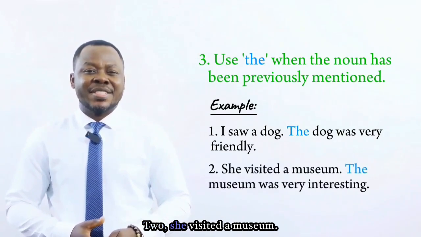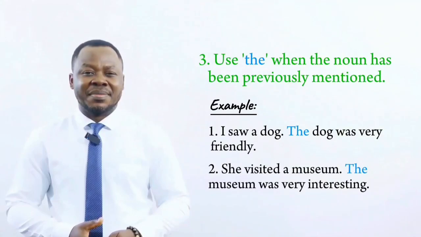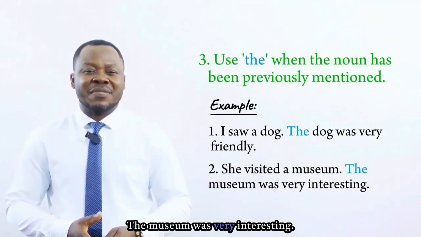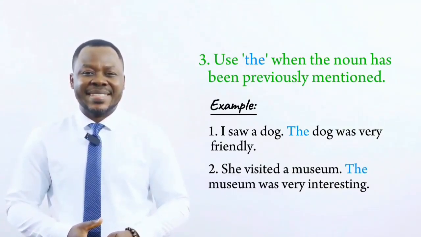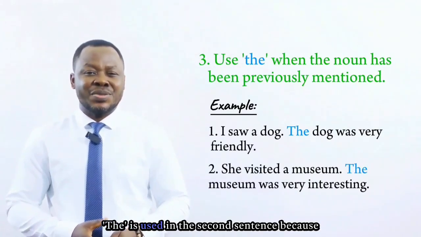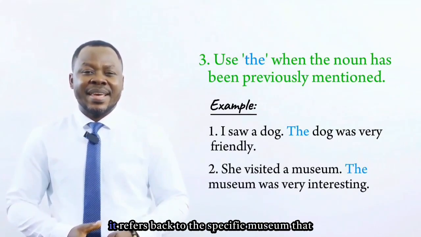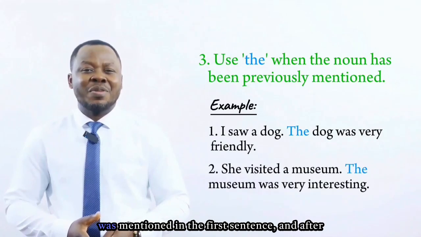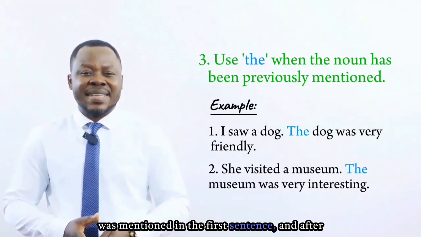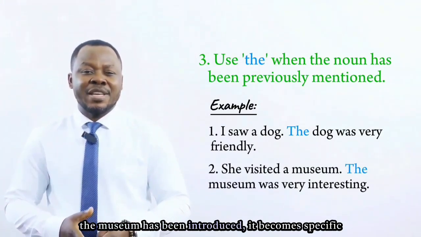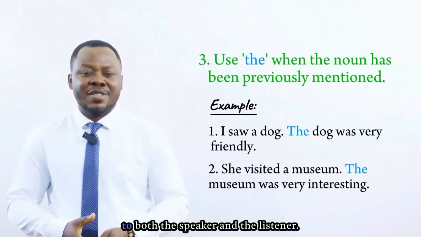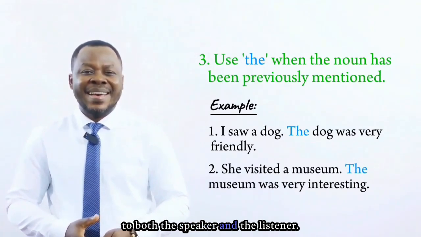2. She visited a museum. The museum was very interesting. The is used in the second sentence because it refers back to the specific museum that was mentioned in the first sentence. And after the museum has been introduced, it becomes specific to both the speaker and the listener.